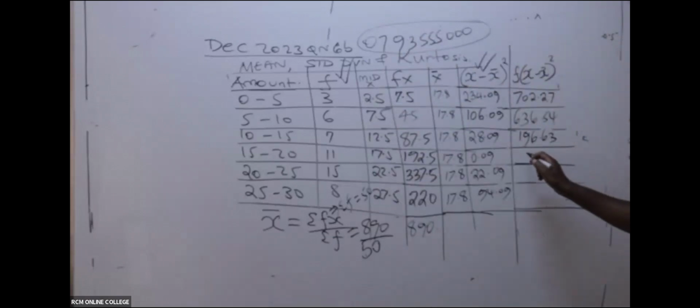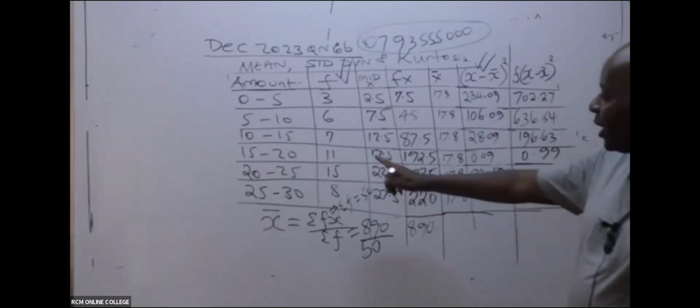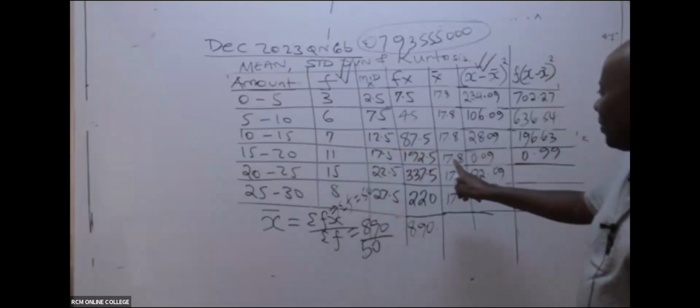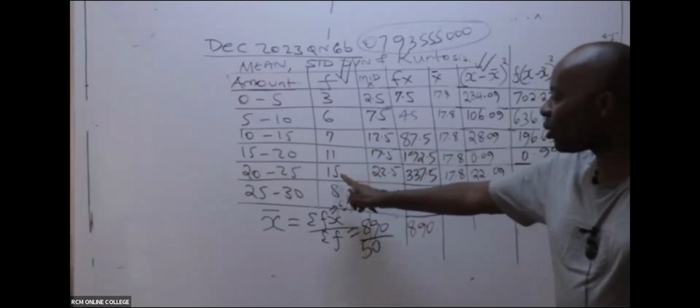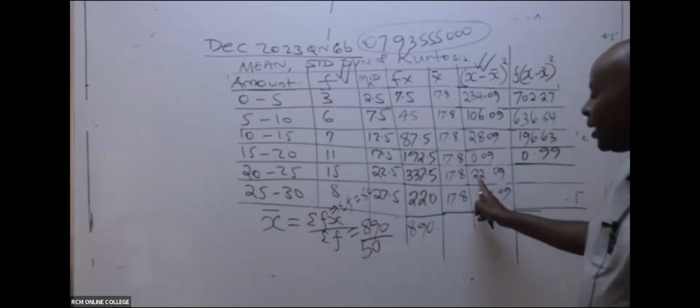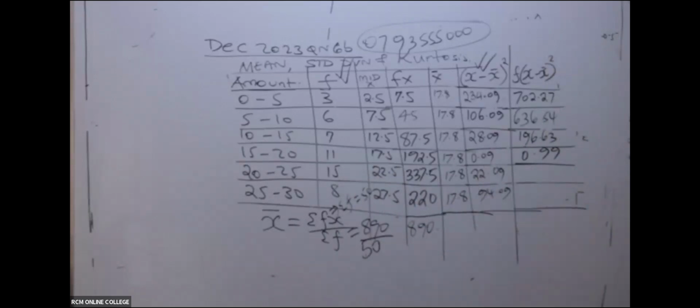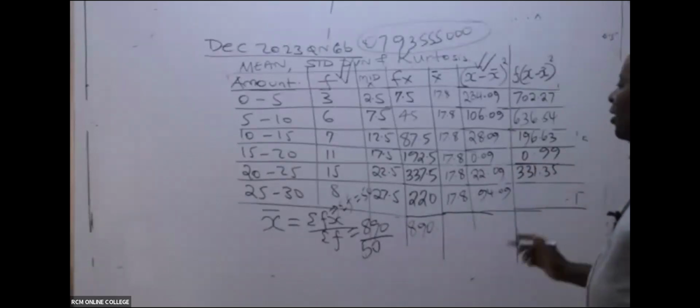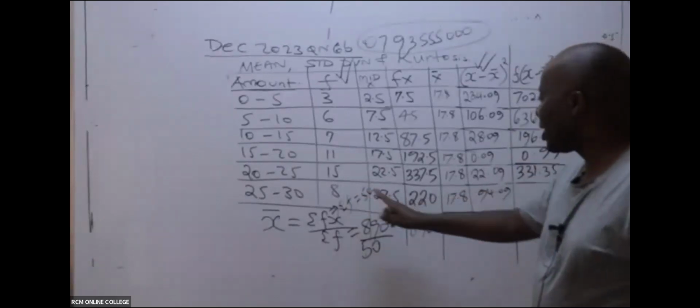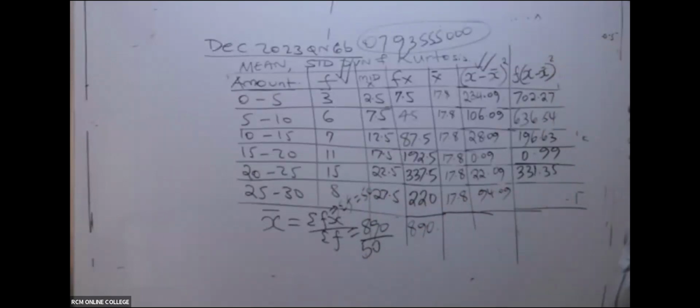I'm being given an answer here, 0.99, after taking 11 times this. So go to the next one, 15 times this. So we have here 331.35. From there, we have 8 times this, 8 times 94.09.